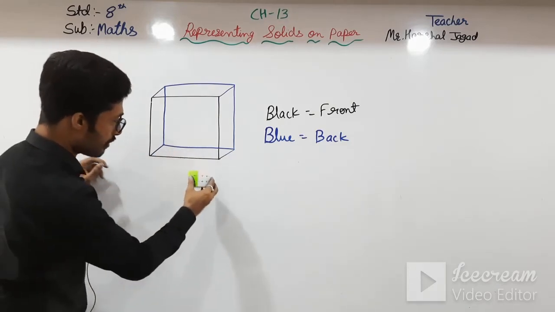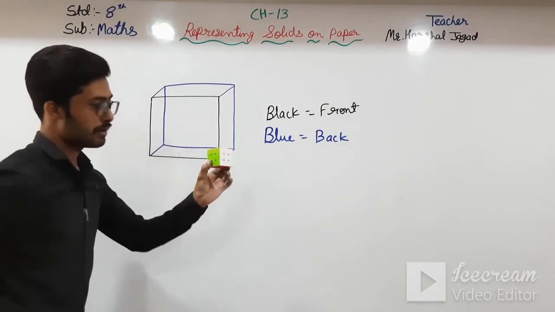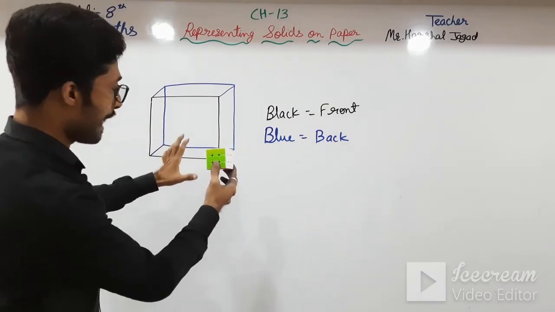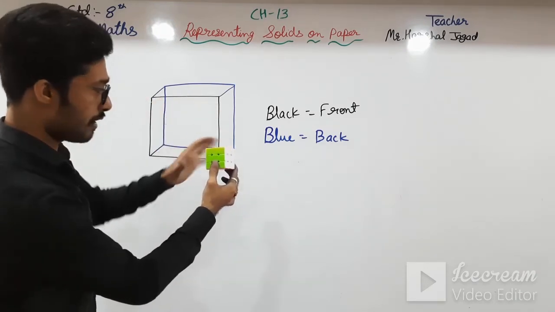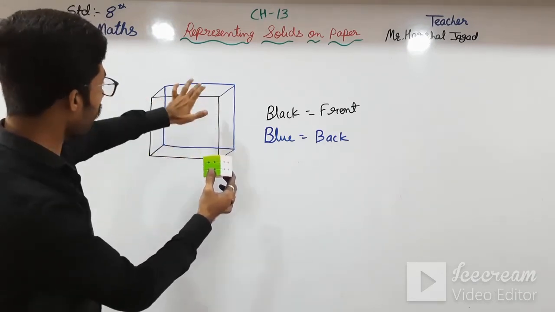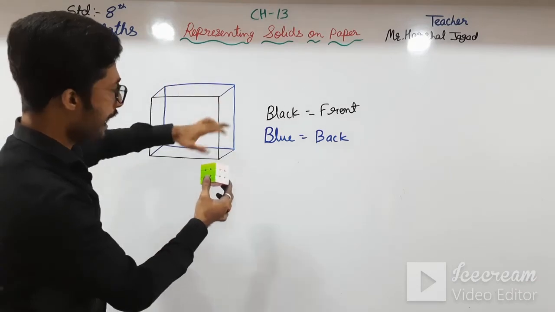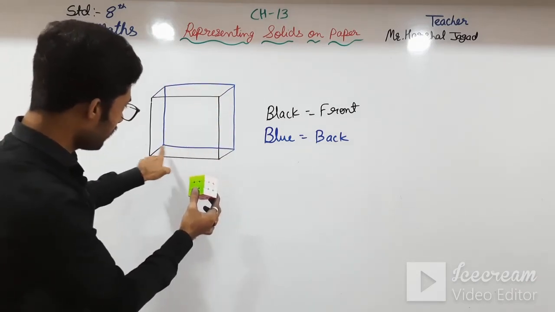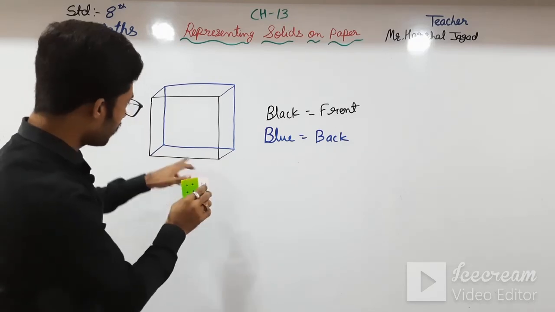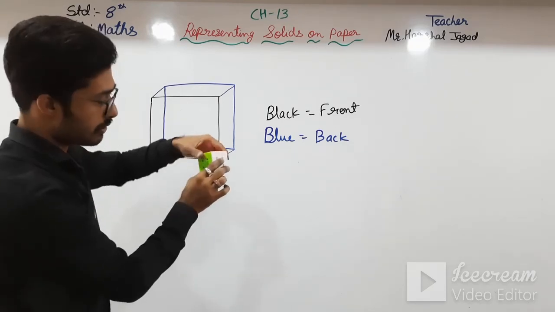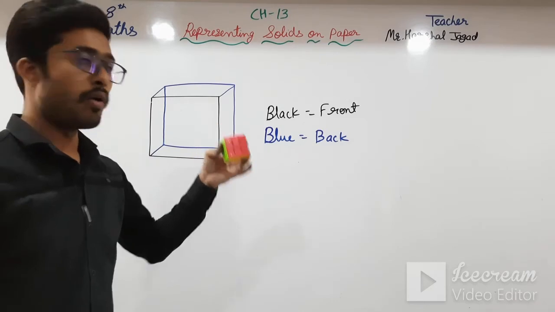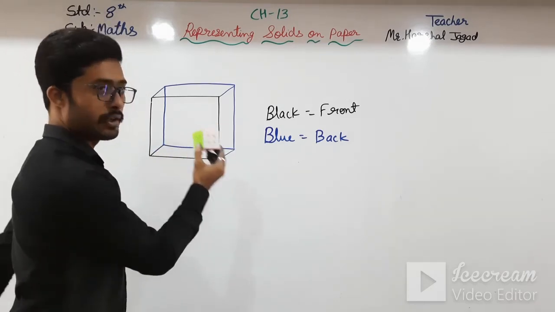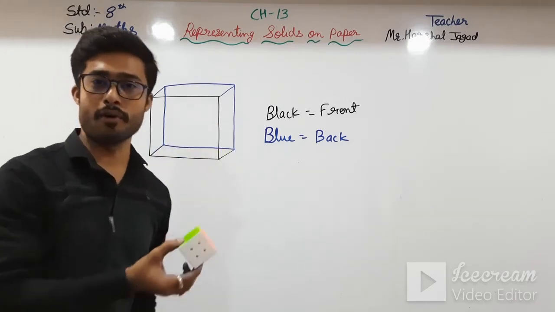So I have just drawn an object like this. I have just drawn a cube like this. So this is the front part, this is the top part over here, and the side part, that is over here, and this is the down part. But this is just transparent, so you can see the down part. Okay, students, so this is the cube that I only know to draw and solve.